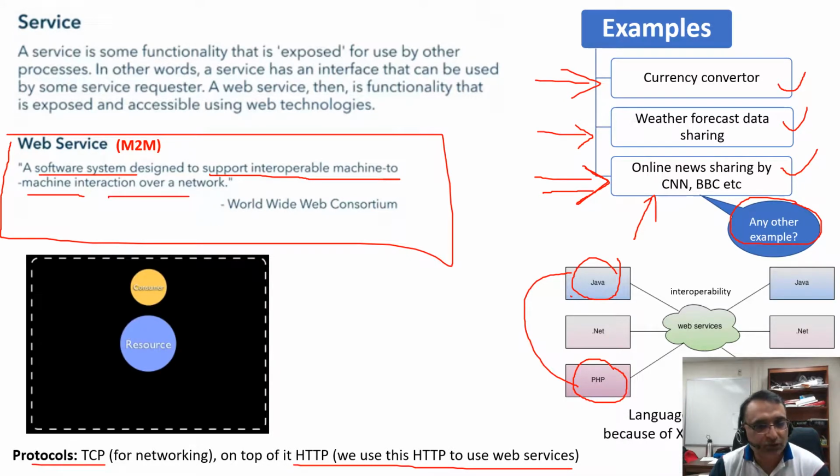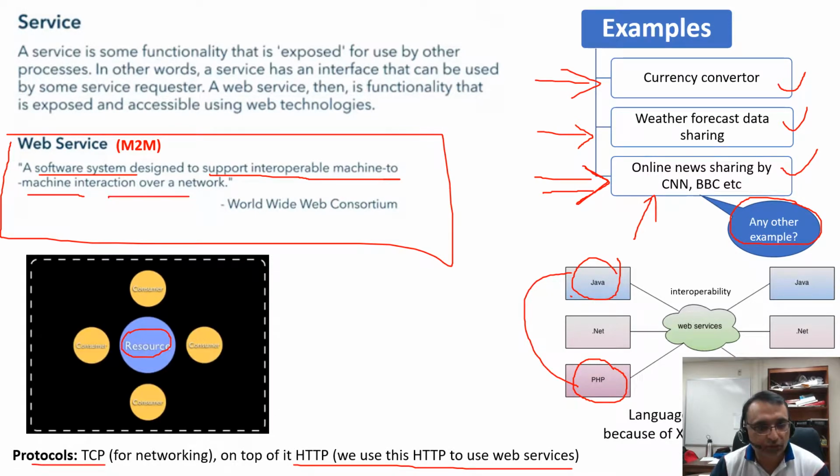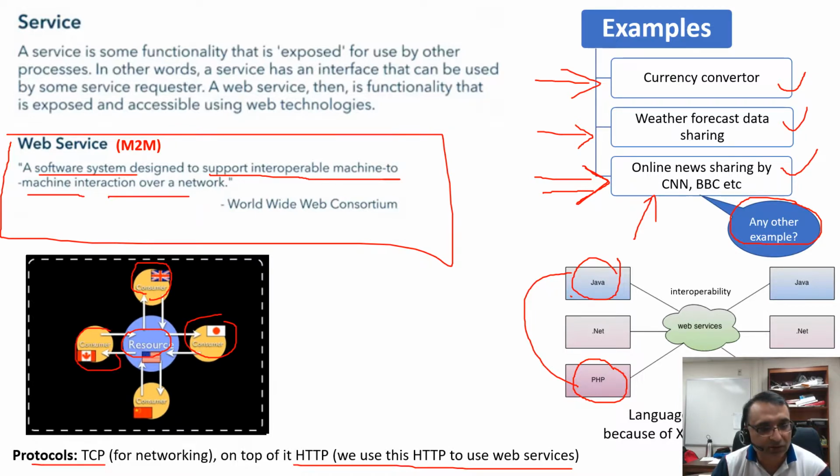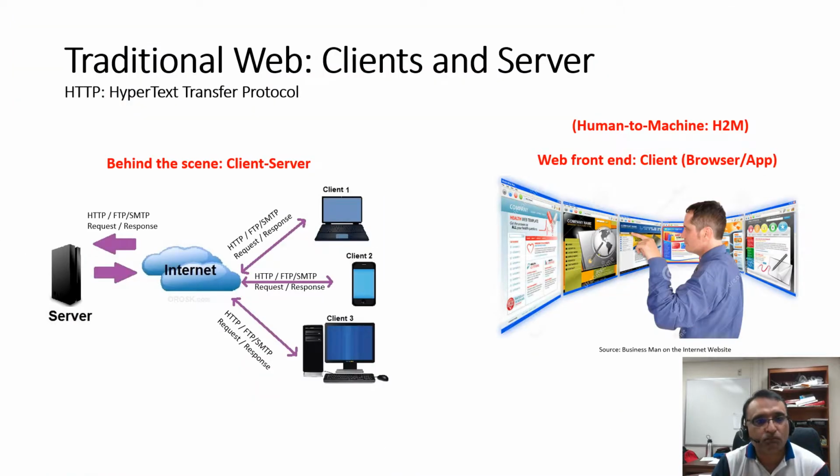So how actually does it work? There is a resource like CNN, and then you are the consumer. You will connect to that resource. There could be many consumers. They will send requests to the resource, and that resource, the provider, will send them the response. And we might have these consumers in different geographical locations, connecting to one single service provider.